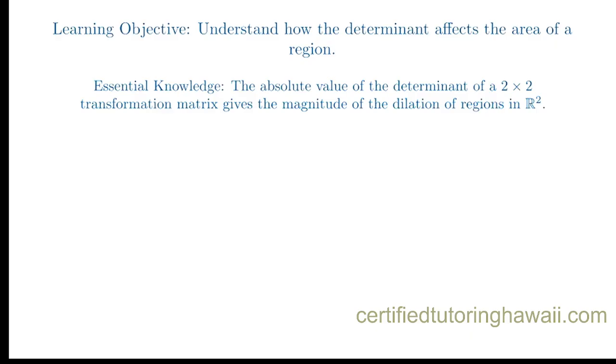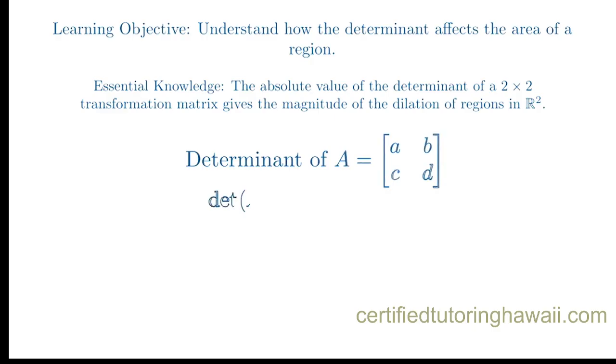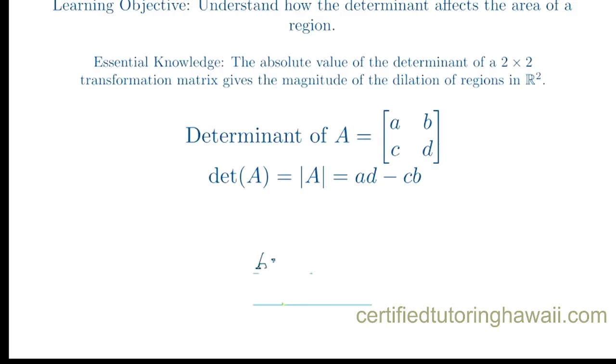First, let's remember how to calculate the determinant of a 2x2 matrix. For a matrix [a, b; c, d], the determinant is a times d minus c times b. We often write it with vertical bars. Now for the connection to area. Let's start with the unit square, which has an area of 1. The unit square is formed by the vectors i hat and j hat. Its area is 1 times 1, which is 1.